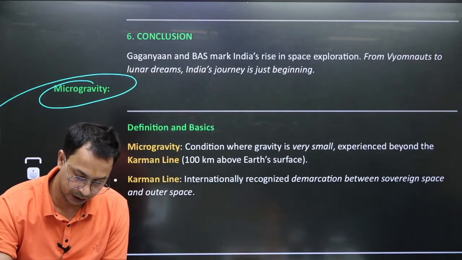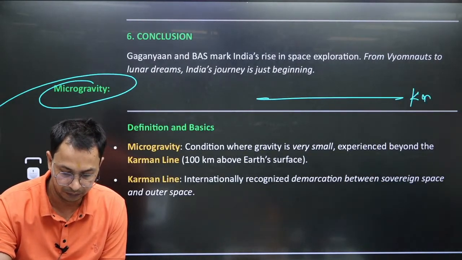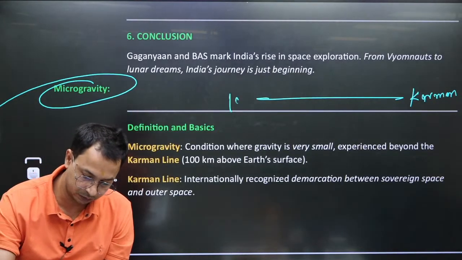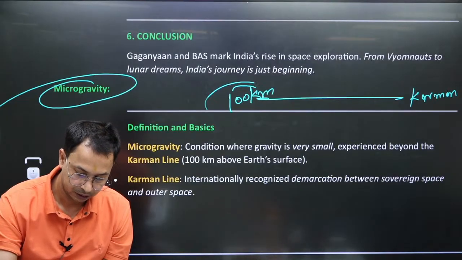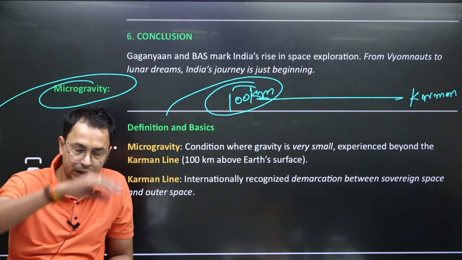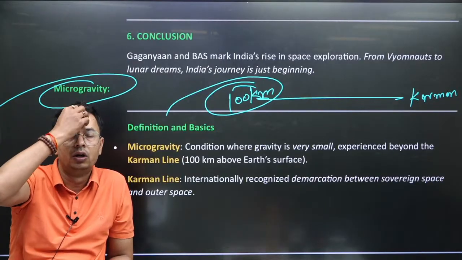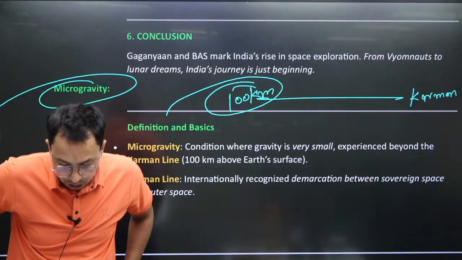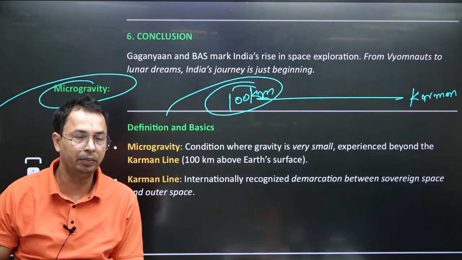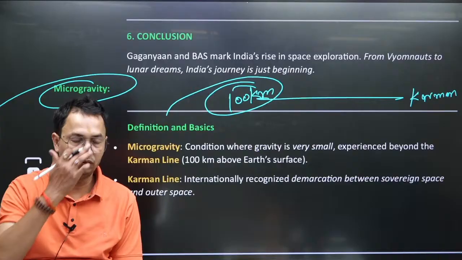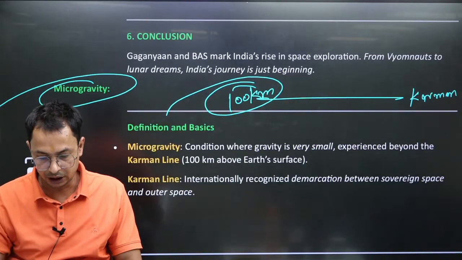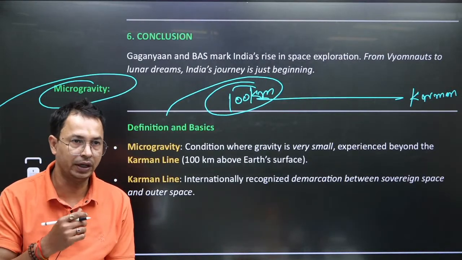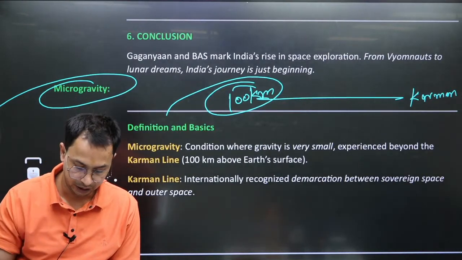Microgravity. Now there is one layer that is known as the Karman line. This is the layer above 100 kilometers of the earth. The Karman line is approximately situated at 100 kilometers of altitude, and above the Karman line it is supposed that there is microgravity, and many nations recognize the Karman line as the border between sovereign space and outer space.